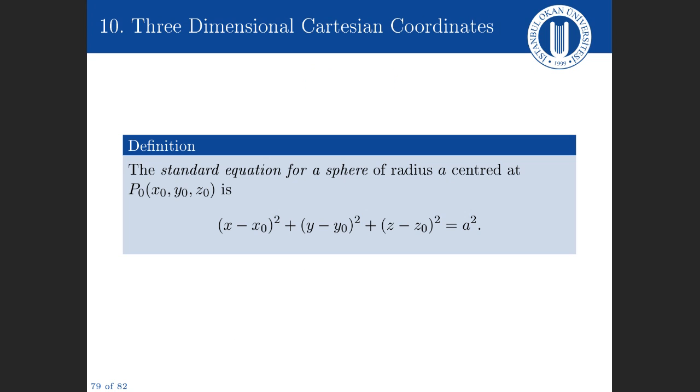From our formula for the distance between any 2 points, square both sides, we find the standard equation for a sphere of radius a centered at the point x0, y0, z0. The equation is (x minus x0) squared plus (y minus y0) squared plus (z minus z0) squared is always equal to the number a squared.